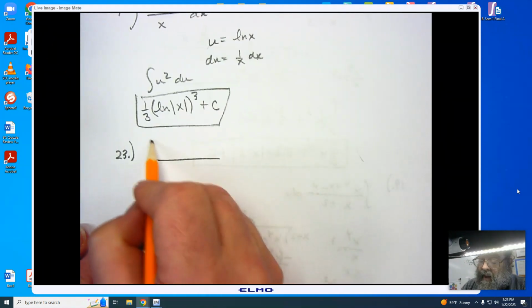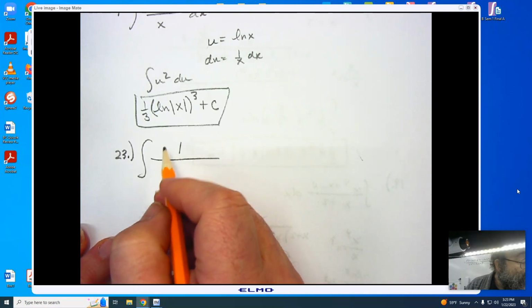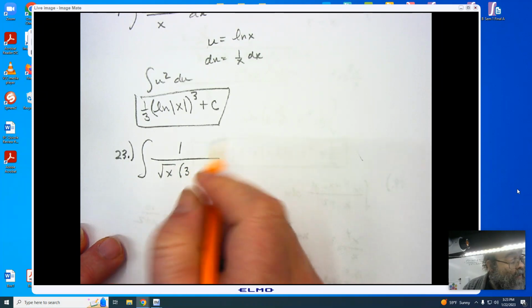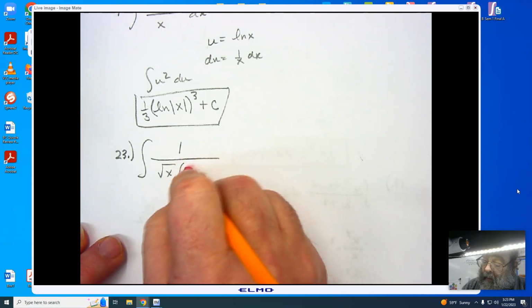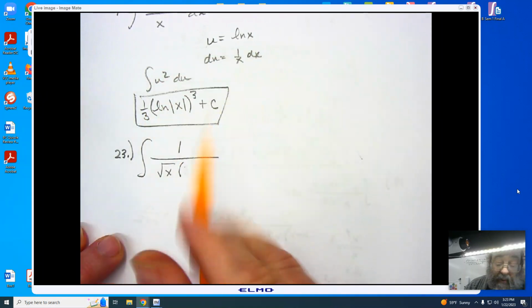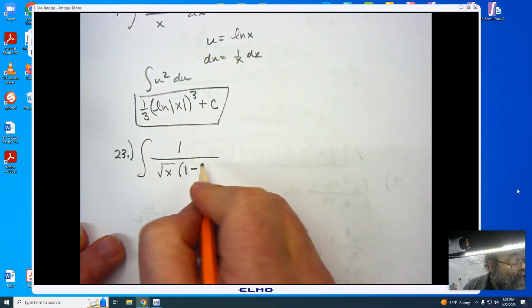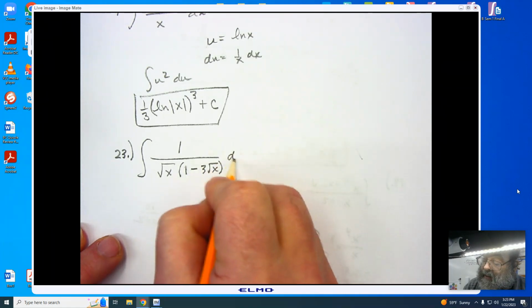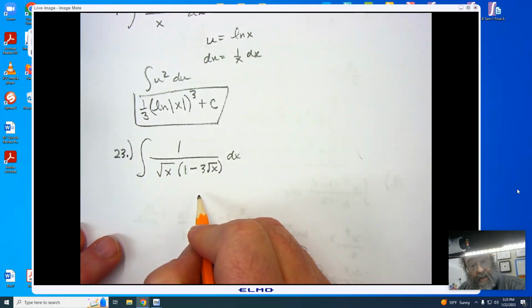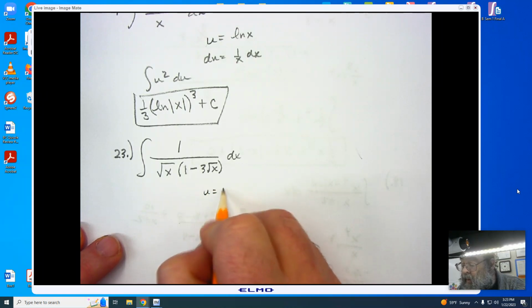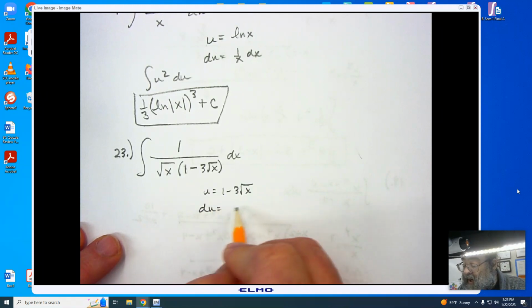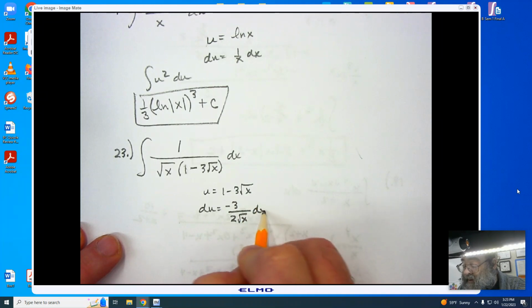Now we're looking at the integration of 1 over the square root of x, 1 minus 3 natural log of x dx. Alrighty, once again, I've been telling you, don't be afraid of it, so let u equal 1 minus 3 natural log of x. Du is then going to equal negative 3 over 2 root x dx.